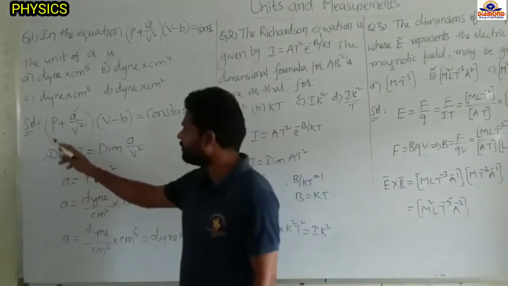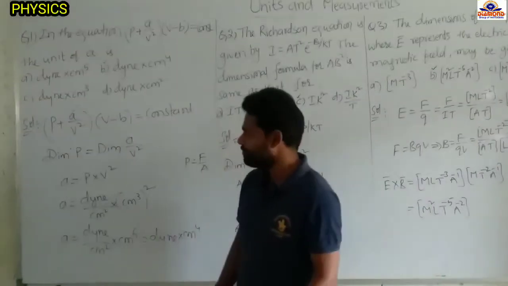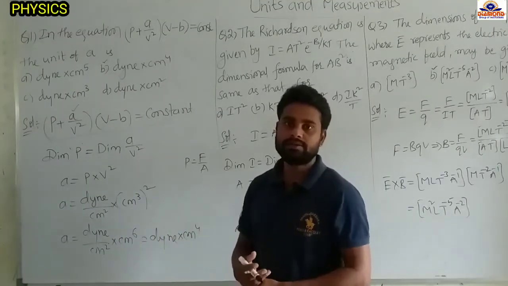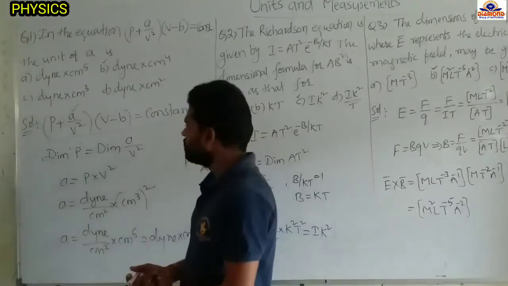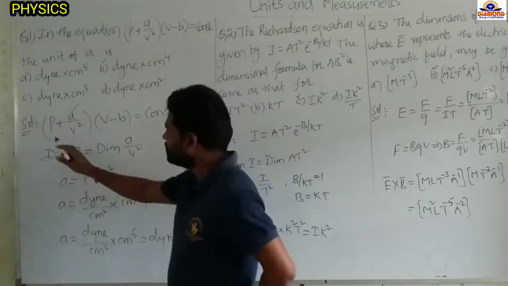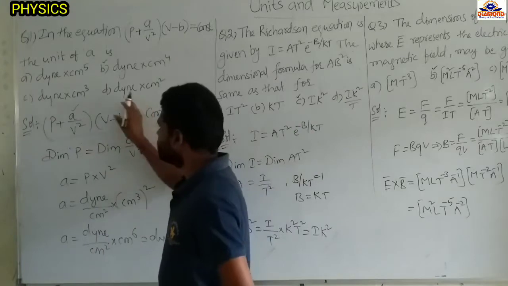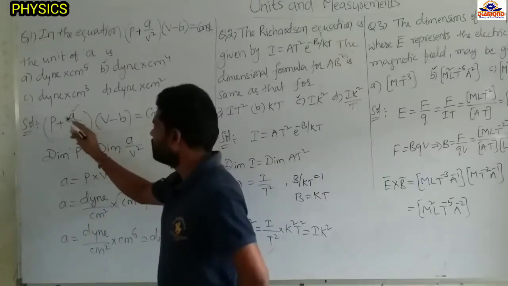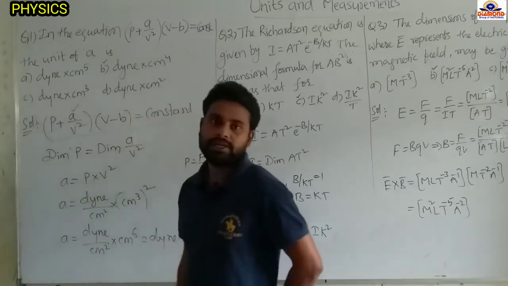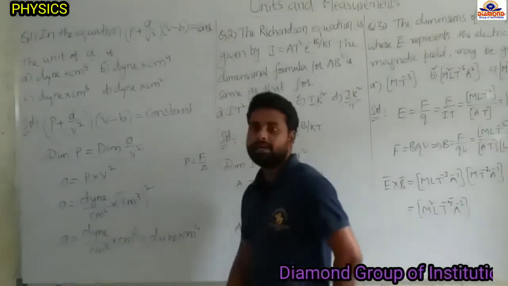Now here p is the pressure, and this p is added to a/v². When will we add two physical quantities? Only if both have the same unit. So both have the same dimensions or same unit. That means the dimensions of p equal the dimensions of a/v². To find a, no need to consider the total equation, just consider these two. Pressure's unit we know, and a/v²'s unit is also equal to pressure. So now I am equating: dimensions of p equal the dimensions of a/v².